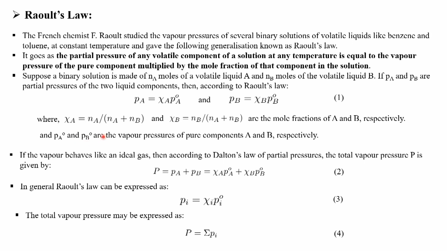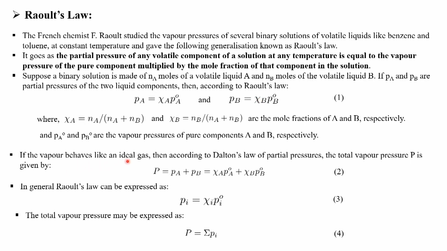And Pa naught and Pb naught are the vapor pressures of the pure components A and B respectively. Suppose there is no other component, only pure component A is there, then Pa naught is the vapor pressure of the pure component A. Similarly, suppose there is only component B in our system, then Pb naught is the vapor pressure of pure component B.